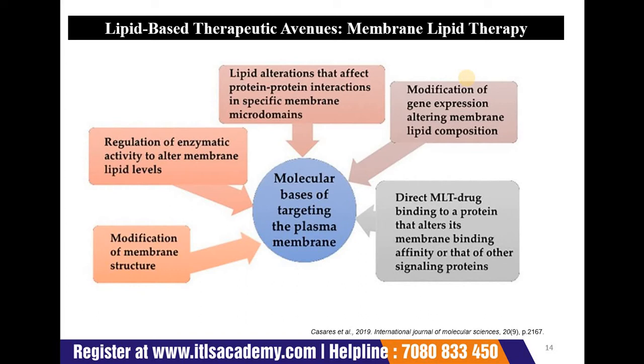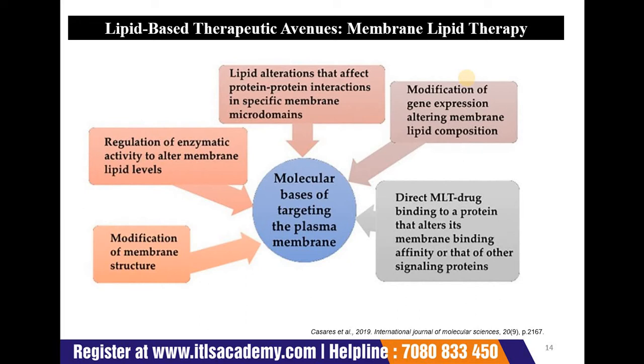So for example, you have a molecular basis for targeting the plasma membrane. Here you can have lipid alterations which affect protein-protein interaction in specific membrane microdomains. You can have a modification of gene expression which alters the membrane lipid composition. You can have direct membrane lipid therapy, with a drug binding to a protein which alters its membrane binding affinity or that of other signaling proteins. You can have regulation of enzyme activity to alter the membrane lipid levels. There is also sometimes a modification of membrane structure.